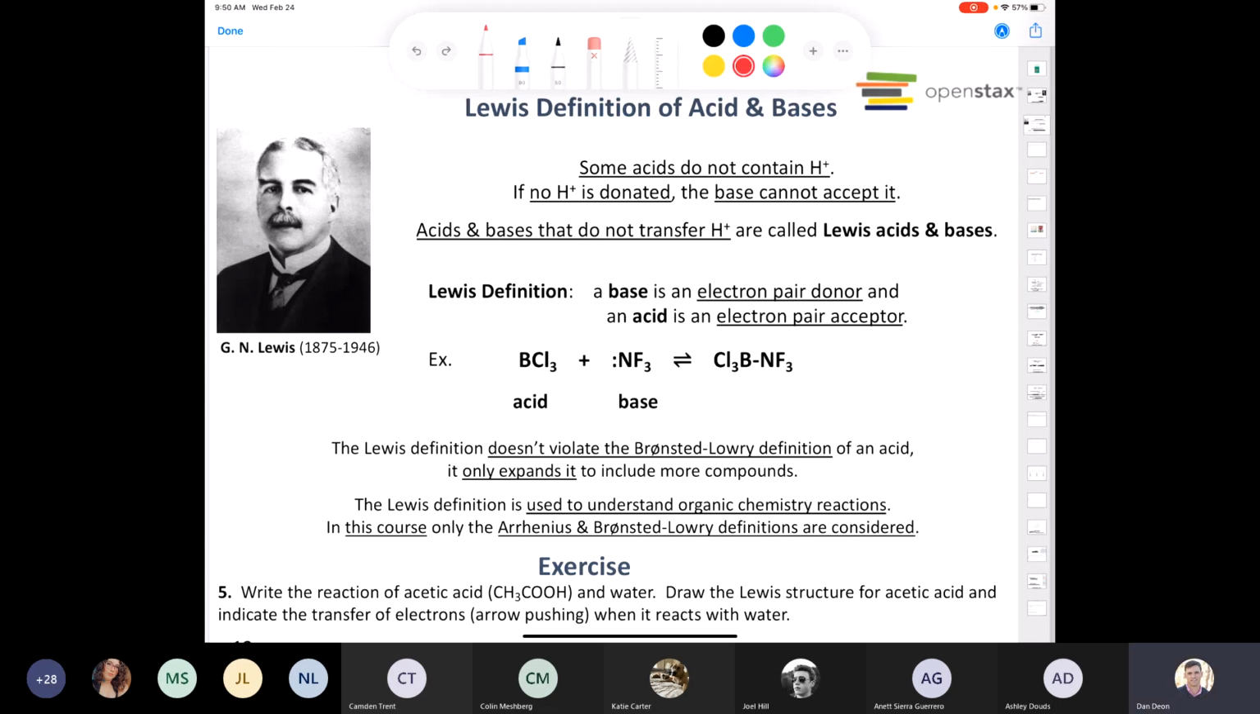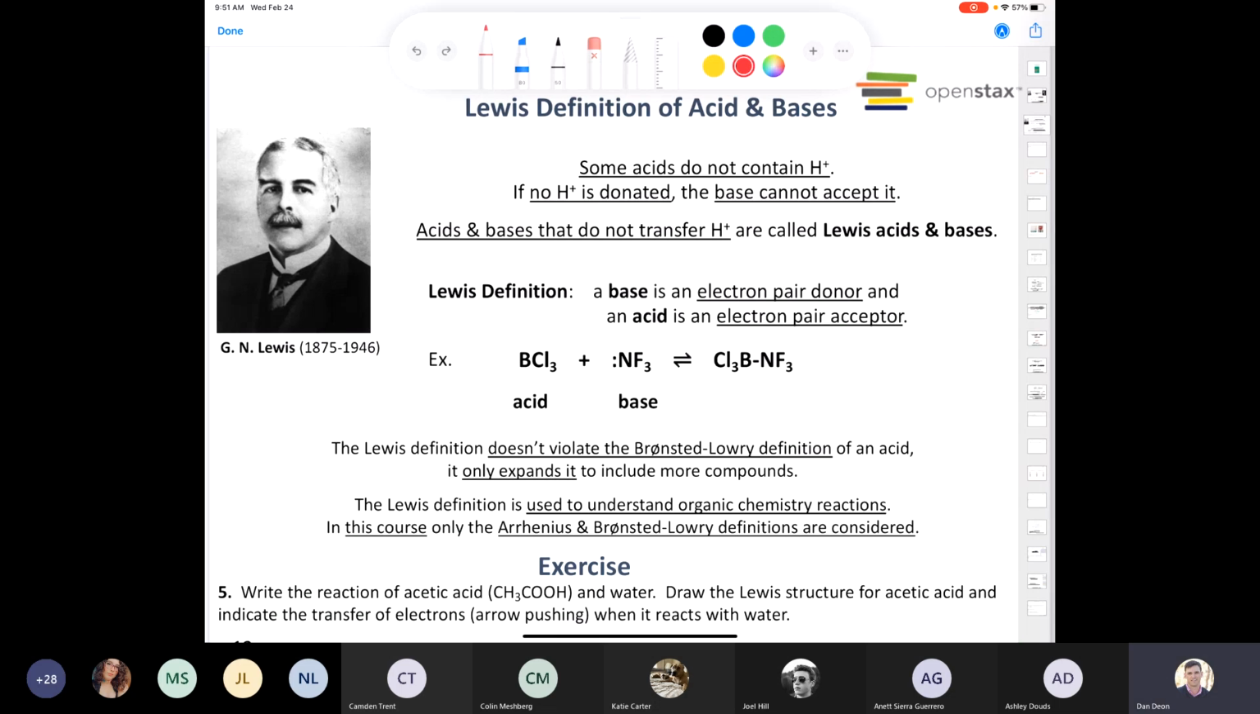You're going to see some acids that don't contain a proton, and you're going to see some bases that don't accept a proton. Okay, so we're going to see both. So acids and bases that do not transfer a proton. So no donation of a proton, or no accepting of a proton. We call these Lewis acids and bases. And if you're like, well, if they don't have a proton, how am I going to know if they're an acid or a base, Mr. Dion? Well, let me show you.